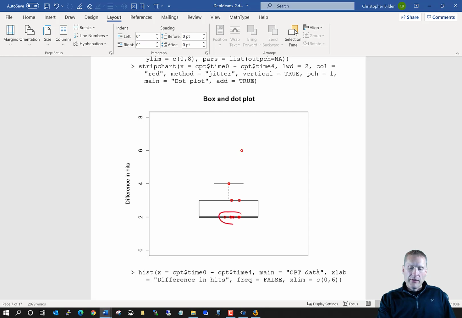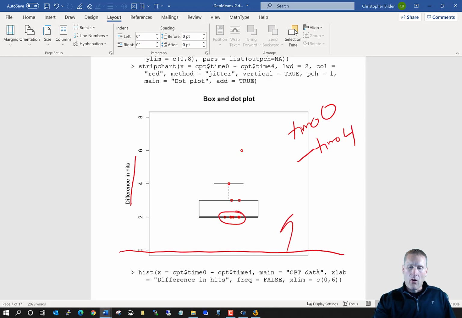We got a lot of these 2 values. But what's very interesting to notice is this. Here's my line at 0. So the difference of hits, if the hits go down over time, this value would be positive because I take time 0 minus time 4. And notice that all the values are above 0. So at least in this sample for these 10 subjects, it appears that perhaps this drug did cause some kind of detrimental effect, because the number of hits, the number of correct responses, was going down.